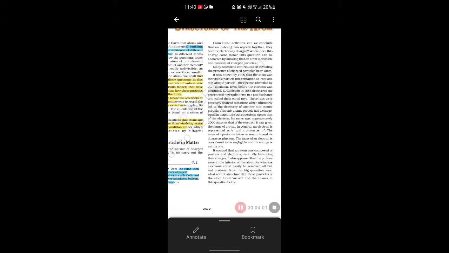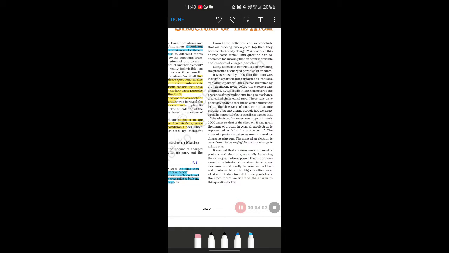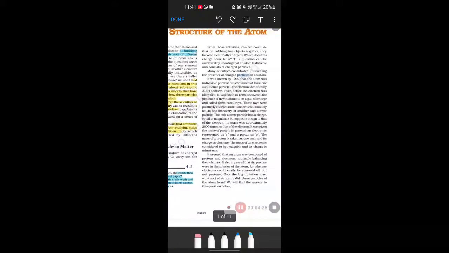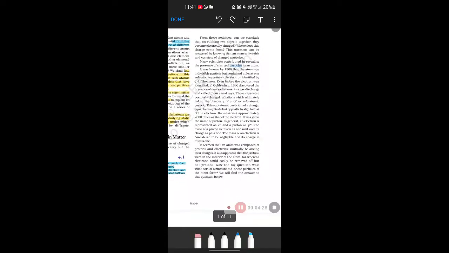Now next, from these activities, can we conclude that on rubbing two objects together they become electrically charged? Yes, we can conclude that. Where does this charge come from? This question can be answered by knowing that an atom is divisible and consists of different charged particles. Many scientists contributed in revealing the presence of charged particles in an atom, as you can see here.